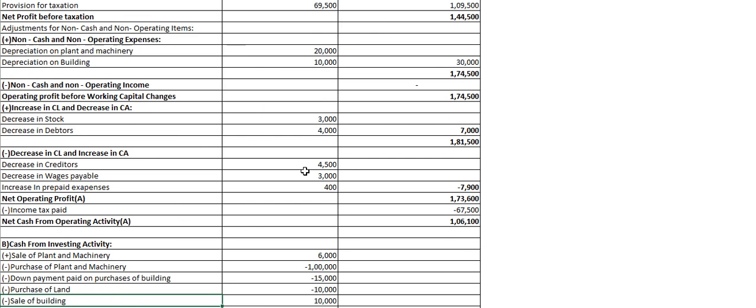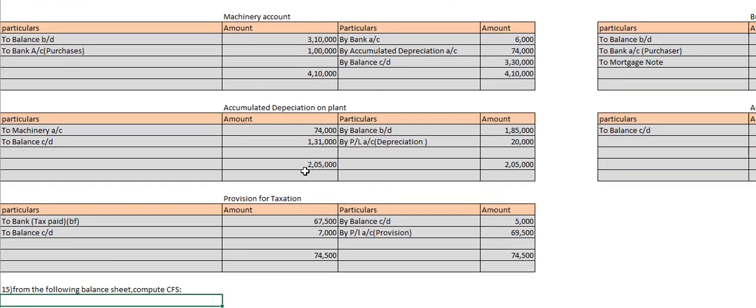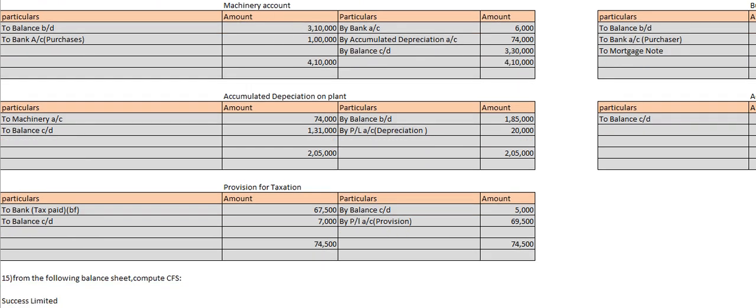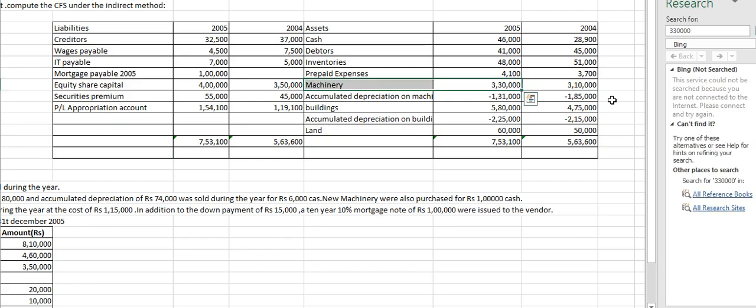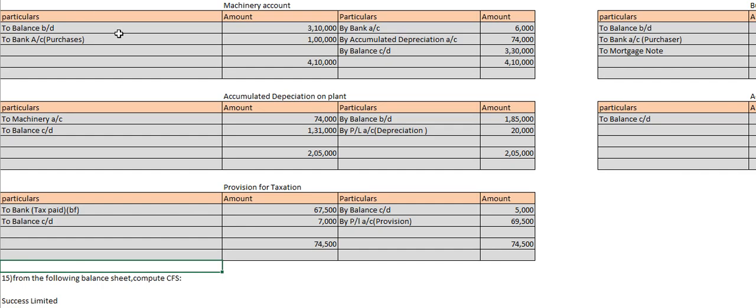So moving on to the solution part of it, so we have our ledger accounts. First is our machinery account. Machinery account, so you have your opening balance and you have your closing balance. So machinery account 3,30,000 and 3,10,000. So to balance brought down, since it is an asset account, it is a debit balance 3,10,000. By balance carried down 3,30,000.